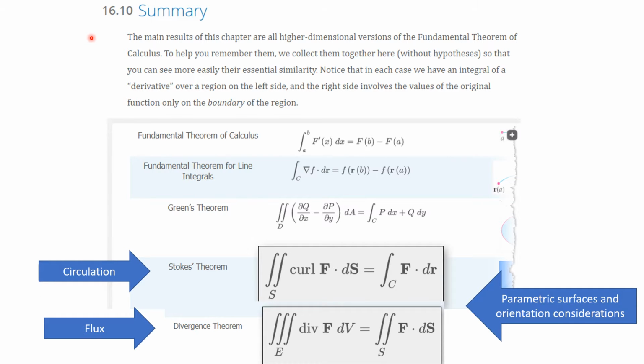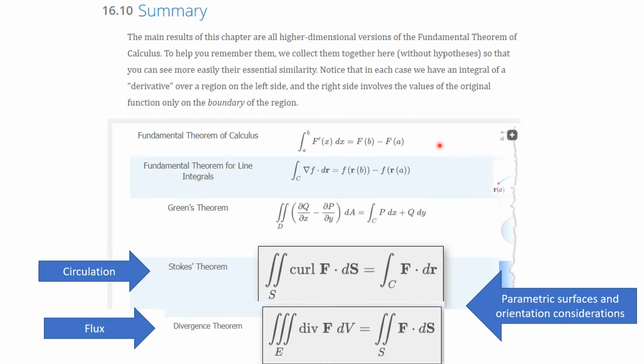The main results of vector calculus are all higher dimensional versions of the fundamental theorem of calculus. To help you remember this, we collect them here together without detailed hypotheses so that you can more easily see their essential symmetry. There's a fundamental truth going on. Notice that in each case we have an integral of a derivative over a region on the left-hand side. Here, here, here, here, and here. And on the right side, here, here, here, here, and here, involves the value of the original function only on the boundary of the region.